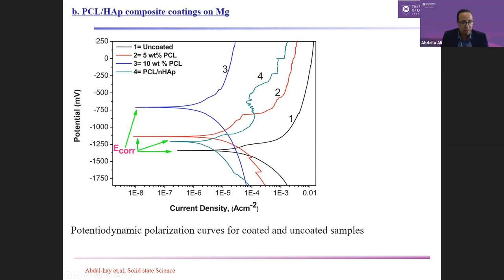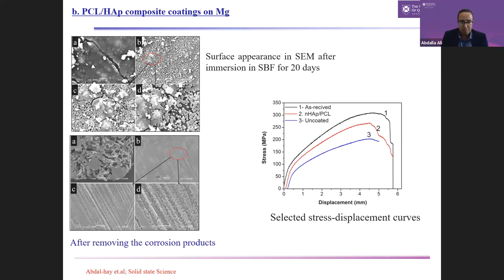It also shows a similar, huge shift towards the positive side, indicating enhanced corrosion resistance, or a decreased corrosion rate. The mechanical properties after immersion for 20 days in a simulated body fluid indicated the coating layer still showed good stability. And here is the formation of calcium phosphate on the surface and mineralization, which has been shown in the published paper as well.